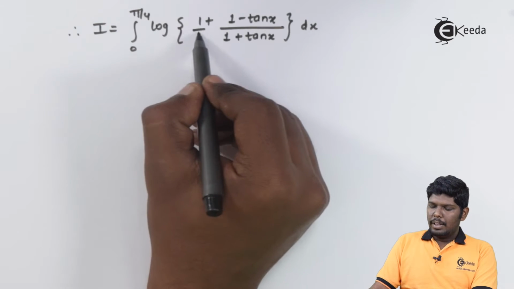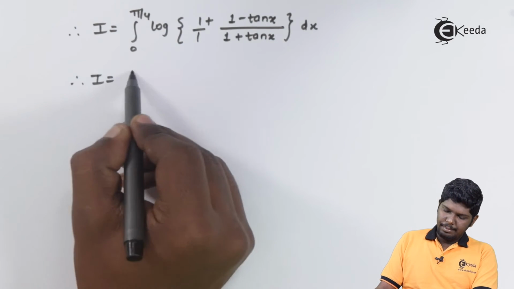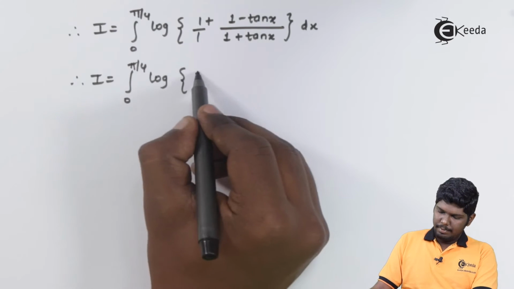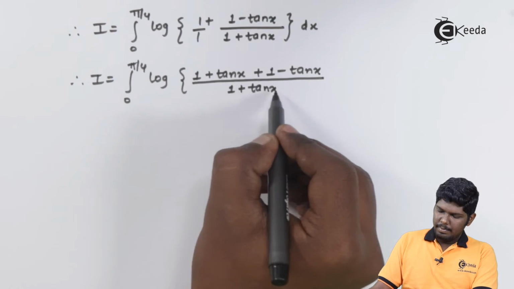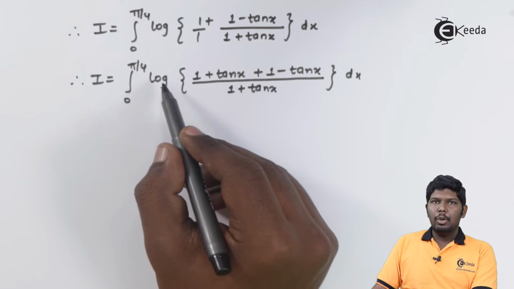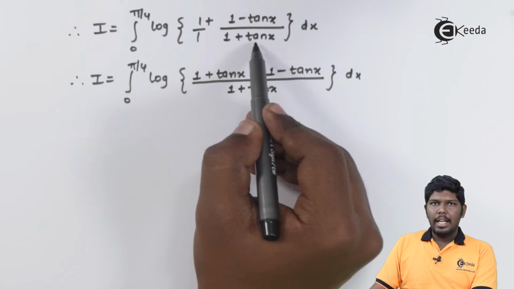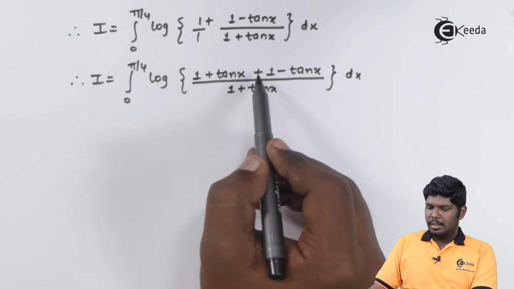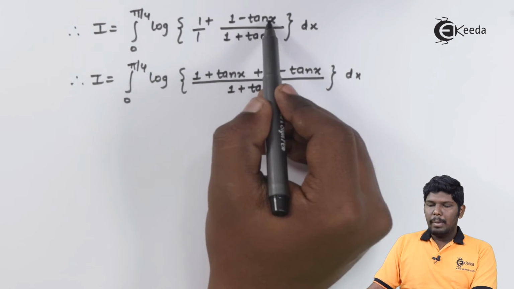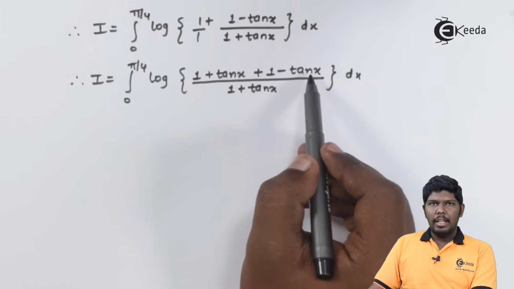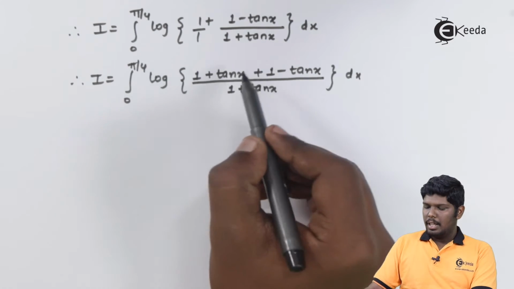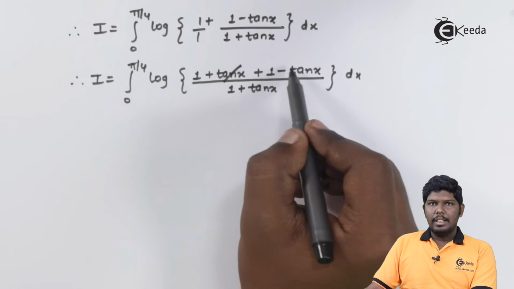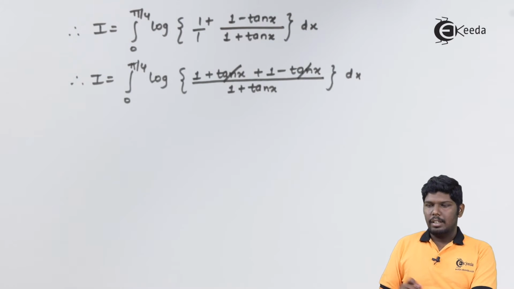Now let us solve these two fractions. This will give you integral 0 to pi by 4. 1 into 1 plus tan x will give you 1 plus tan x, followed by a plus sign. 1 minus tan x into 1 will be 1 minus tan x, divided by 1 into 1 plus tan x is 1 plus tan x. In the numerator, plus tan x and minus tan x will be cancelled, and 1 plus 1 will give you 2.